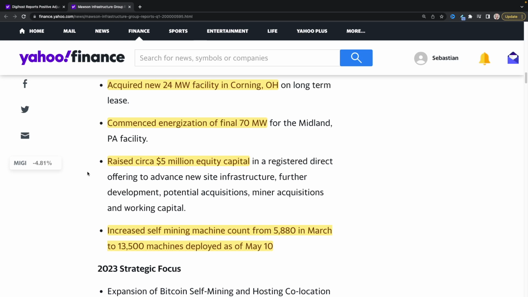How many Bitcoins did you mine? What's your end of month hash rate? How many machines do you have installed? It shouldn't be rocket science to figure that stuff out. So hopefully they'll get that to us within the next week or so, and then we'll cover it at that point. Okay, so let's take a look at Mawson here, what I have for them.